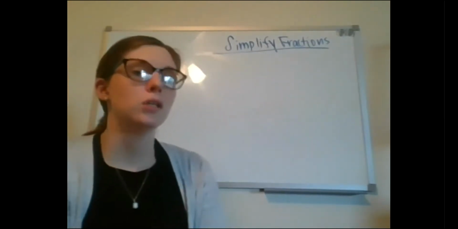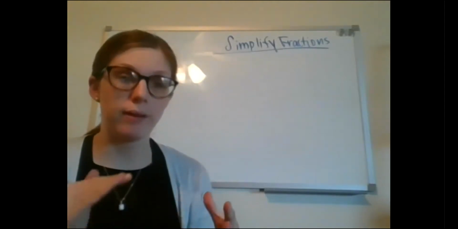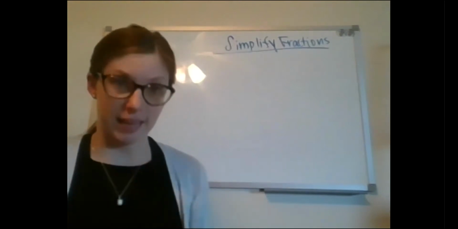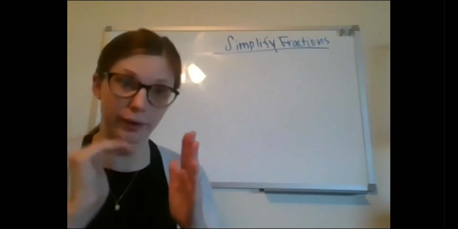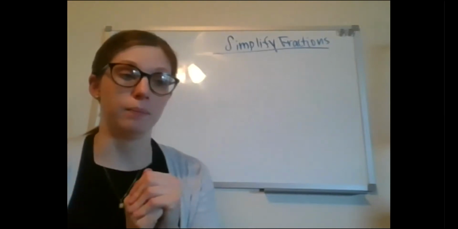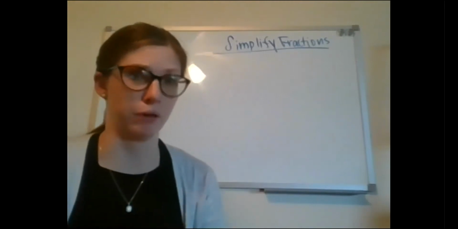Okay, so to simplify, what we do is we divide the numerator and the denominator by the same number. This number has to evenly go into both the numerator and the denominator with nothing left over, so no decimal part after it. Okay, it has to fit in perfectly.